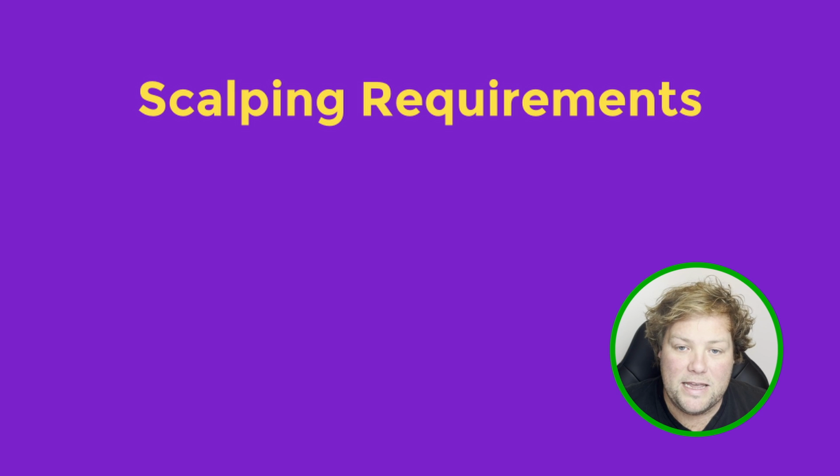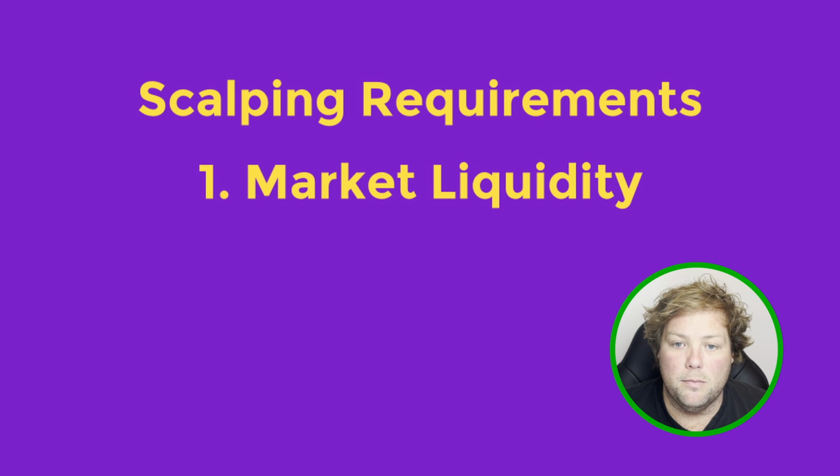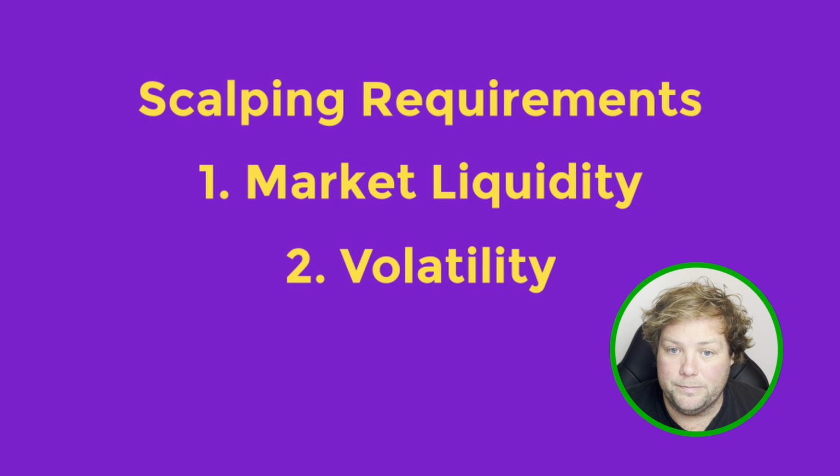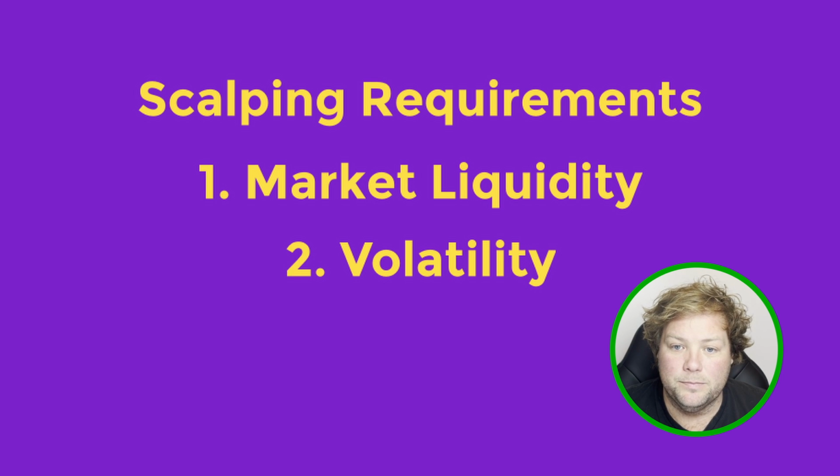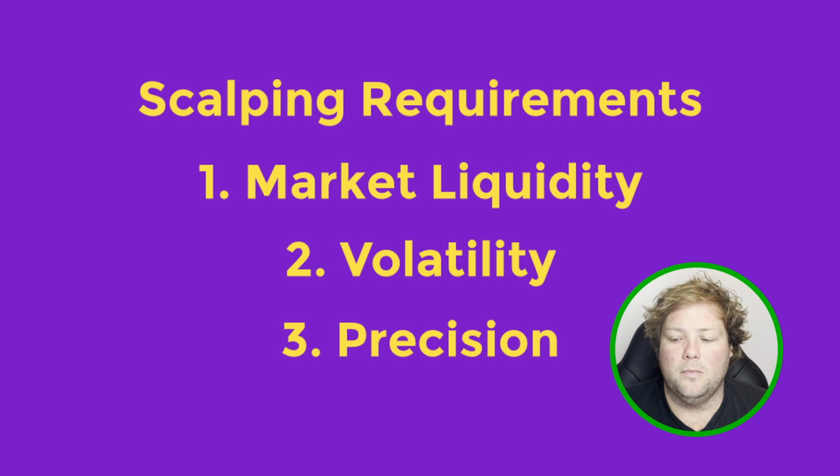Scalping relies on 3 key factors. Number 1, market liquidity. Highly liquid markets allow for fast trade execution with minimal slippage. This is critical for scalpers because they need to enter and exit the trades quickly. Number 2, volatility. While some traders avoid volatility, scalpers embrace it. A higher volatility means more price movement, providing more opportunities for scalping trades. Number 3 is precision. Scalping requires exact timing and precise execution.